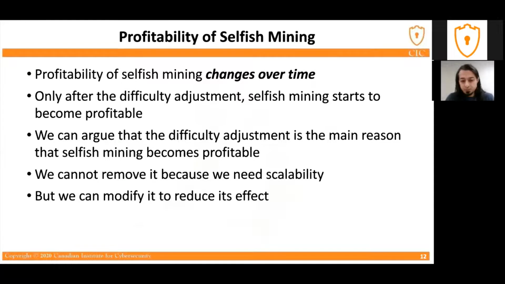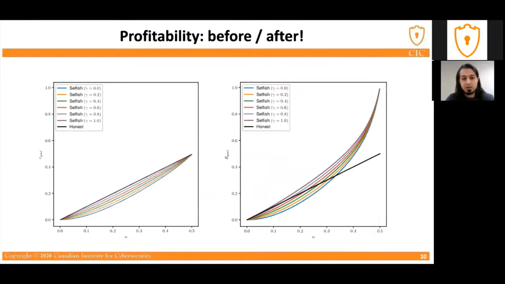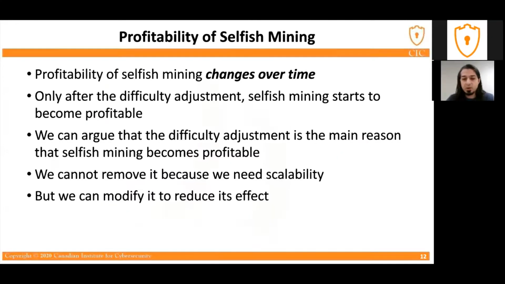As we talked about before, the profitability of selfish mining changes over time. At the beginning, before the difficulty adjustment, it is not profitable because all of these curves are below this line, and after the difficulty adjustment, in many cases, it becomes profitable. So only after the difficulty adjustment does selfish mining start to become profitable. So we can argue that the difficulty adjustment is the main reason that selfish mining becomes profitable, but we cannot remove it because we need the scalability.